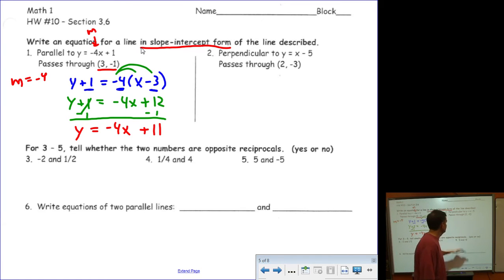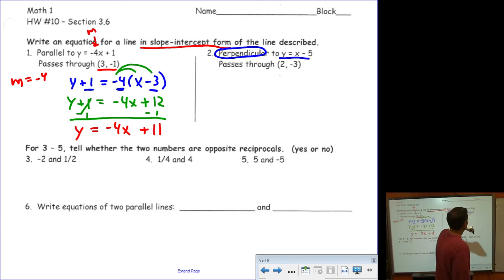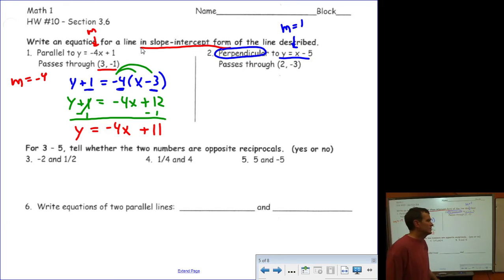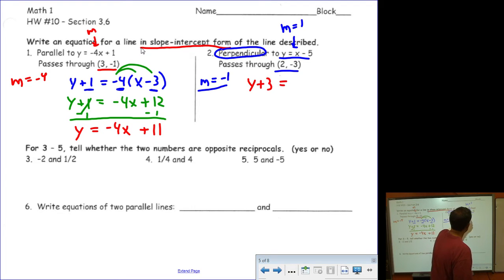Perpendicular to this line, perpendicular means my slope needs to be the opposite reciprocal of this slope. Well, this line has a slope of 1, so the reciprocal of that is also 1, but I want the opposite reciprocal, so it'd be -1. My slope is -1. And then I can use my slope and my point, and I can write my equation. Y plus 3 equals -1 times x minus 2.